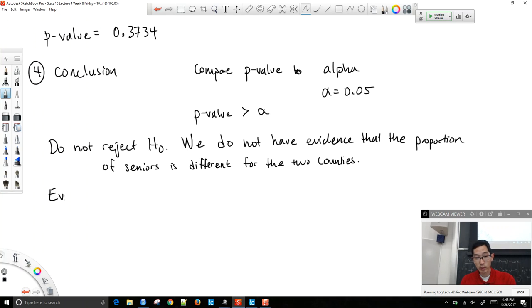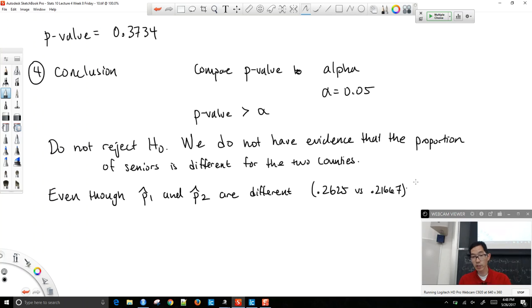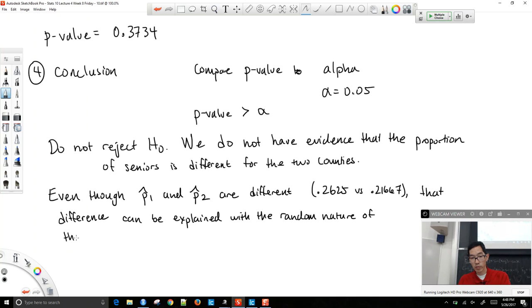So what we will write is that even though p hat 1 and p hat 2 are different, 0.2625 versus 0.21667, that difference could be explained by the random nature of the sampling process. Okay, so we would say, at this point, we do not have evidence that the proportions for the two counties are actually different. Okay.